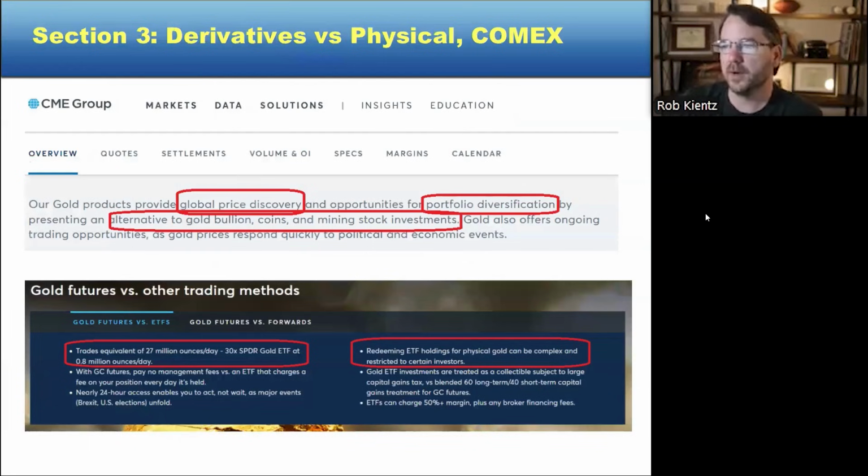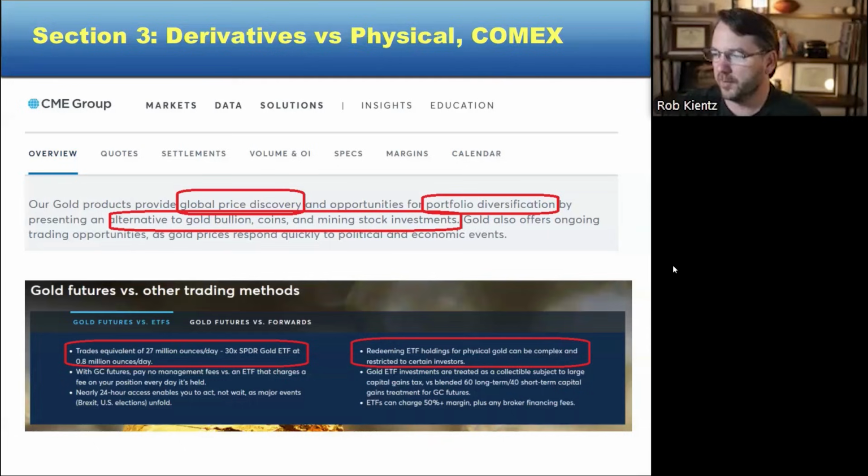One other thing I wanted to point out was if you're going to COMEX, and I pulled this right off of CME Group, who runs the COMEX. They're the administrators, if you will, that run these markets, not only for gold and silver, but all the commodities for all intents and purposes, and futures and options. We're looking at derivatives versus physical. It says right here off the CME Group website, our gold products provide global price discovery. Why would you need global price discovery if we roughly know supply and demand, we roughly know who's using what? Wouldn't the actual physical trade determine that? Well, not according to them, who happens to run these markets.